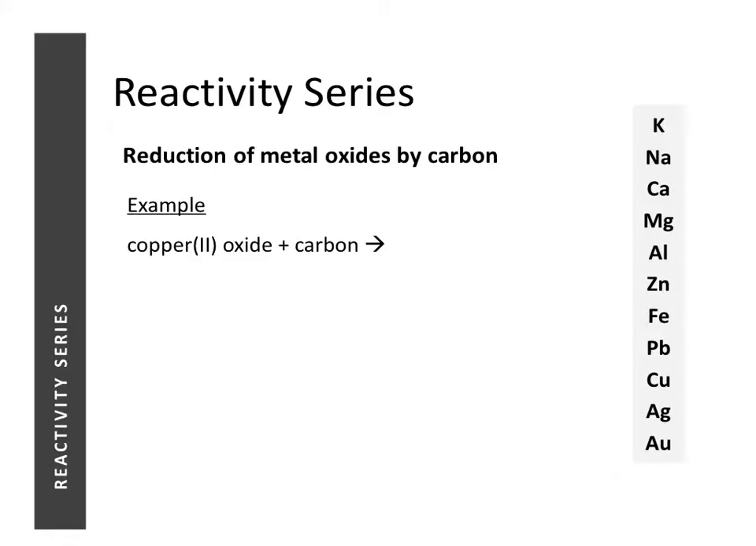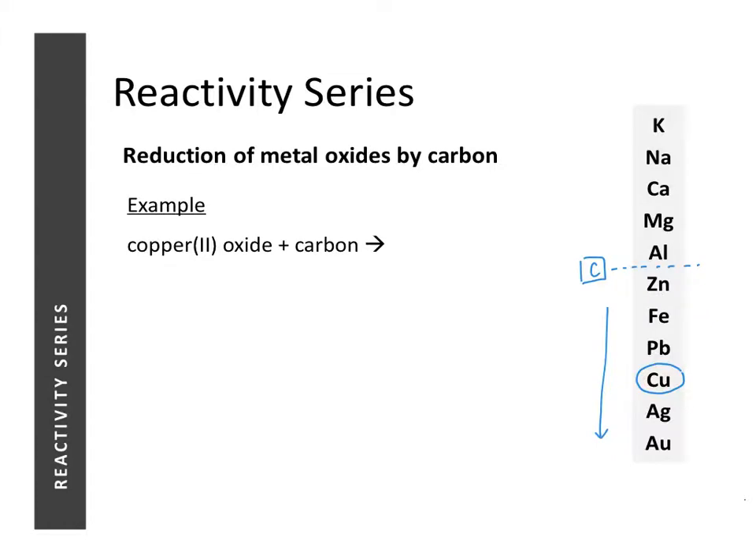Let's look at an example. So in this example, copper 2 oxide is being reacted with carbon, and we are supposed to predict whether a reaction can happen. So let's locate carbon on the reactivity series again. And then next we locate the position of the metal involved. The metal involved is copper. And then we find that copper is below carbon in the reactivity series. So what does that mean? It means that the oxide of copper, or copper 2 oxide, can actually react with carbon.